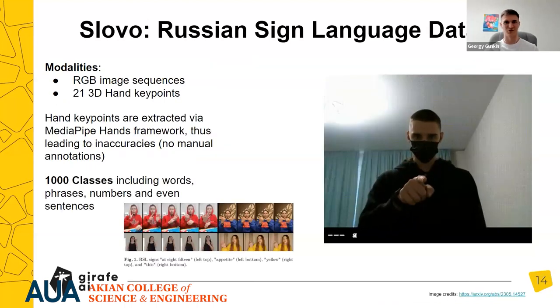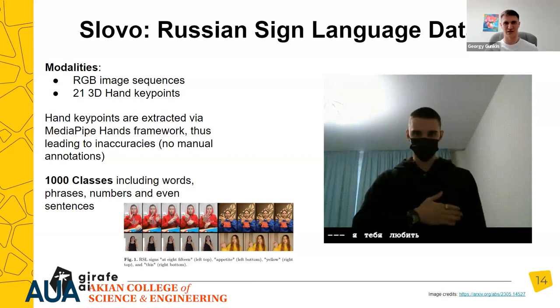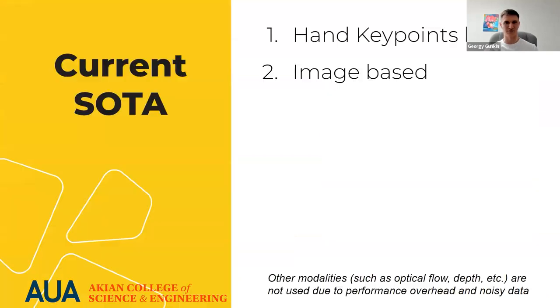Then there is the modern new Slovo Russian sign language data set. It's a very large data set containing 1,000 classes, including words, phrases, numbers, and even sentences. It contains RGB and 21 3D hand key points, but the hand key points are generated through the MediaPipe Hands framework. So it's not manually annotated, and it's prone to inaccuracies.